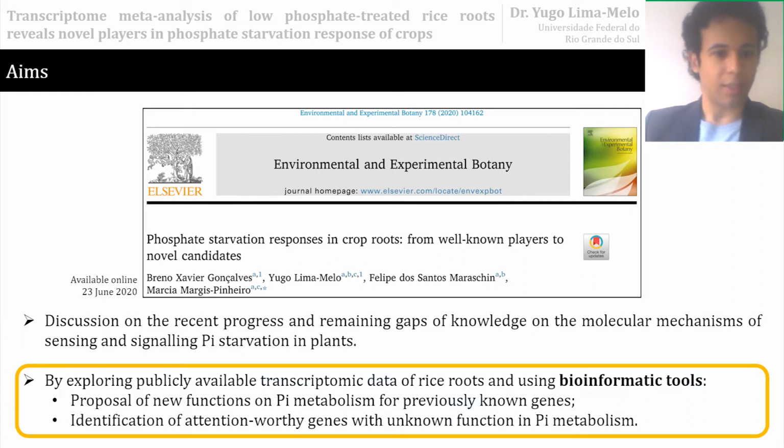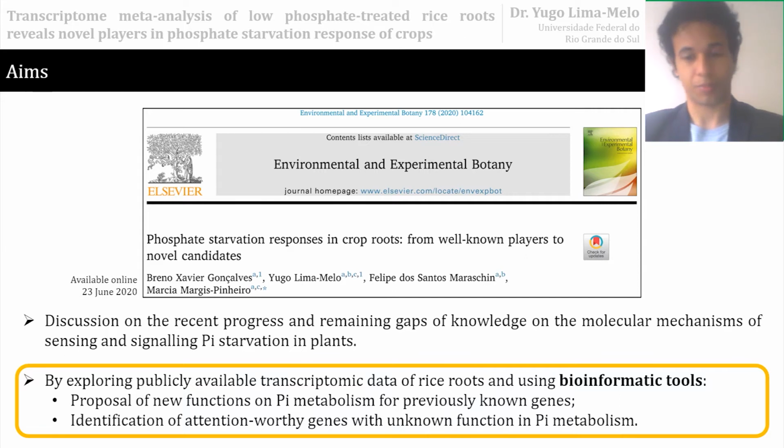So with this, we were able to propose new functions on phosphate metabolism for previously known genes, and to identify attention-worthy genes with unknown function in phosphate metabolism. These were our aims during the development of this study.